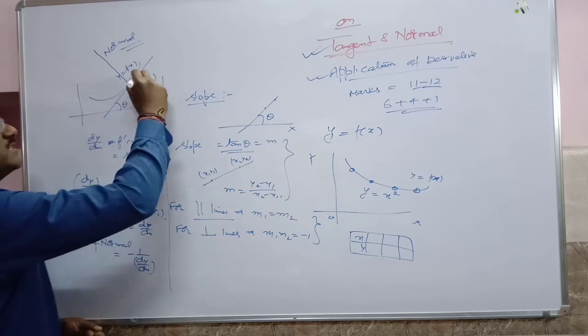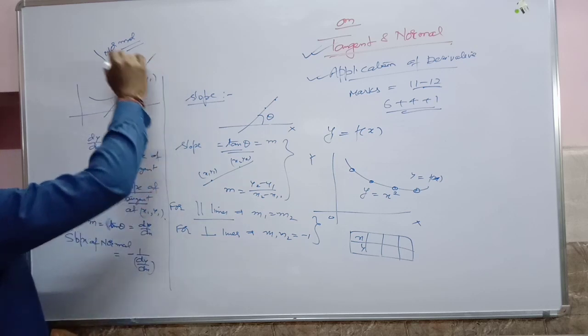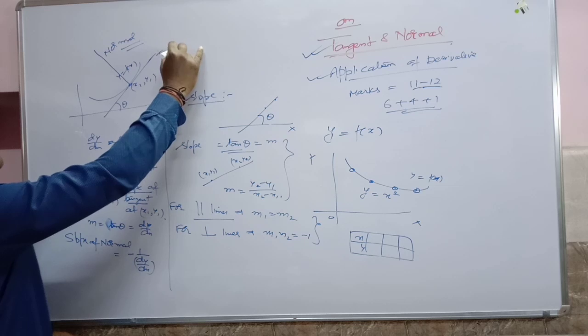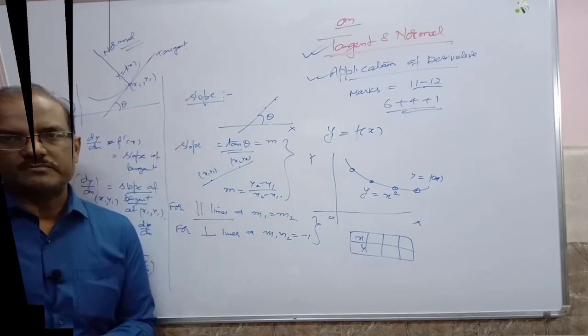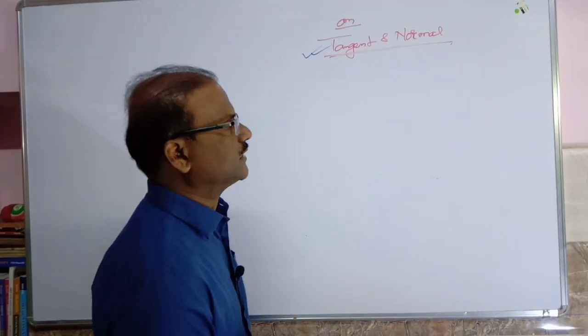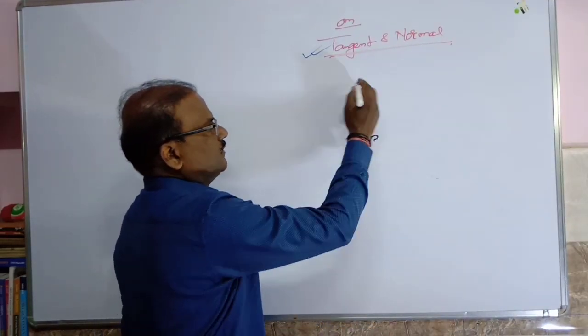So this one which touches at a point, it is a tangent, and this one is a normal. In that way we came to know two aspects of this chapter. Okay, let's continue. So consider some more points.